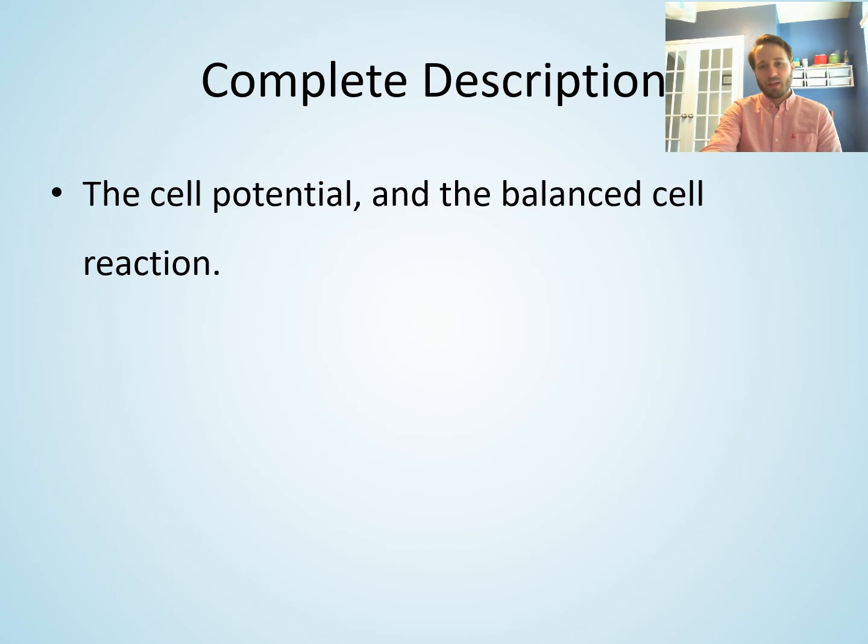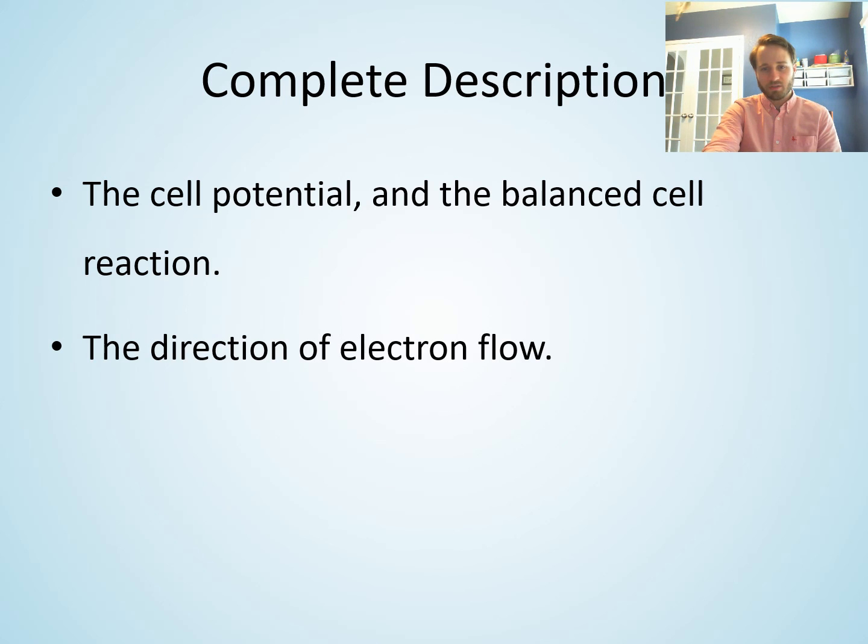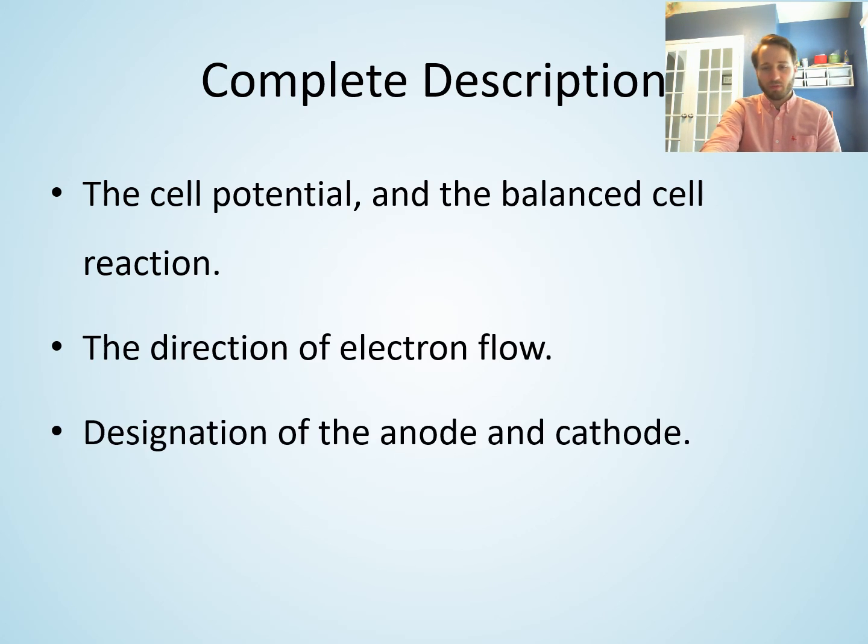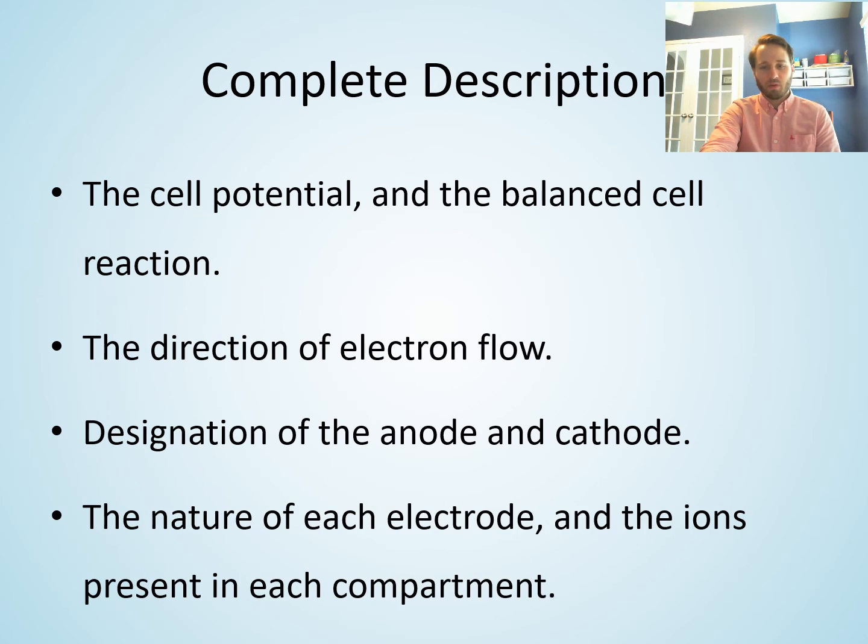So if I want to describe a galvanic cell, and I'm given the line notation and things like that, I need to talk about what the cell potential is, what the balanced electrochemical reaction is, the redox reaction, where the electrons are flowing from, what's at the anode, what's at the cathode, what my electrodes are, and what type of ions are involved in my different compartments and such.